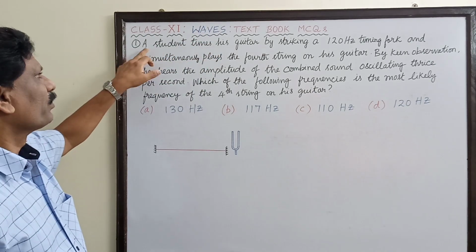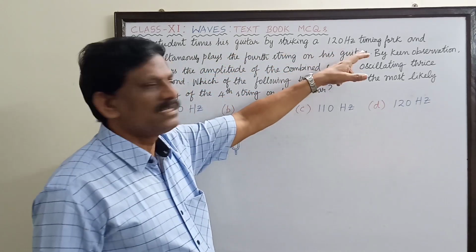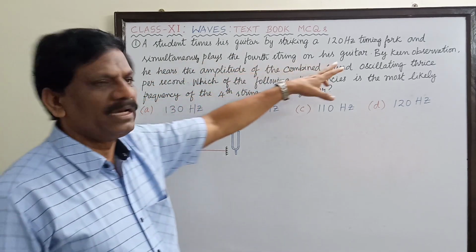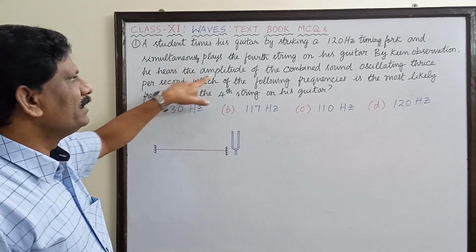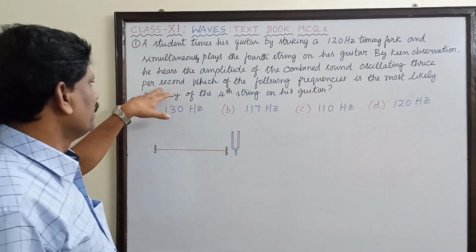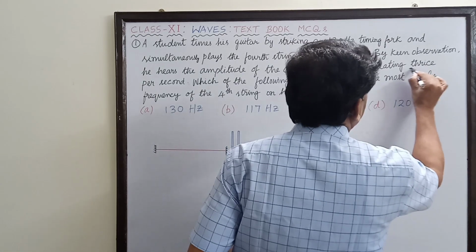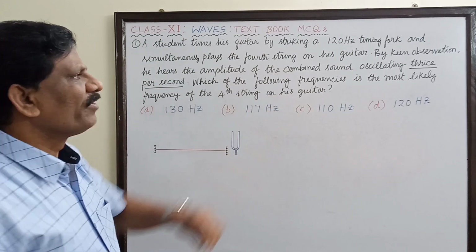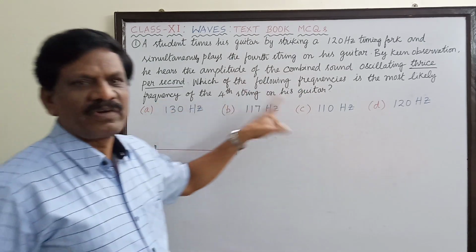First question: a student tunes his guitar by striking a 120 Hertz tuning fork and simultaneously plays the fourth string on his guitar. By keen observation, he hears the amplitude of the combined sound oscillating thrice per second. So this has to be noted, thrice per second. Which of the following frequencies is the most likely frequency of the fourth string on his guitar?